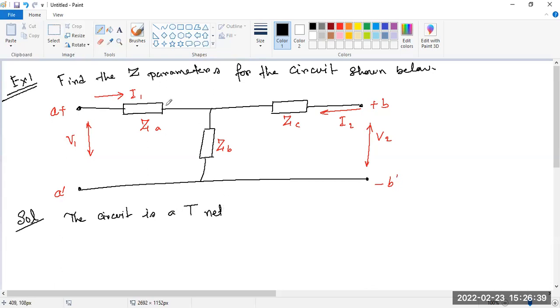The circuit is looking like a T network because in this network no other elements are there, only these three branches have elements. So this looks like a T network. Okay, so we know V1 from this matrix. Just remember this matrix. This is Z.